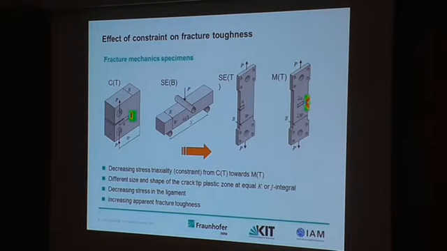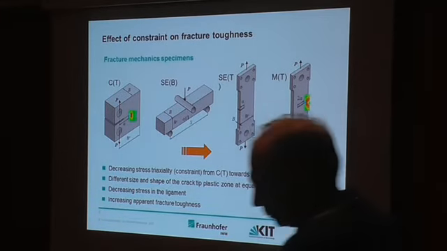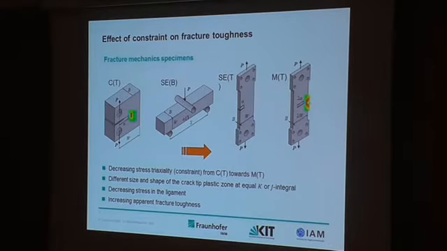So this is a well-known fact that if you measure the fracture toughness of different specimens, you get different results, and the question is how to transfer the data between different specimens, and finally how to use this data for the assessment of, for instance, surface or embedded cracks in components. And you also know well that the reason for this difference is the local stress field at the crack tip, which affects the plastic zone size and shape, and which also affects significantly the stress distribution in the ligament, and by this way the probability of fracture.